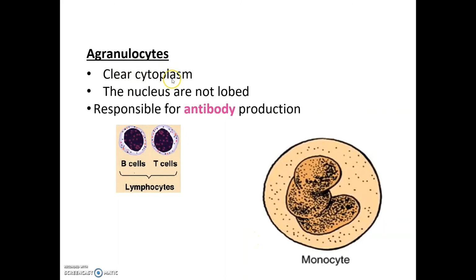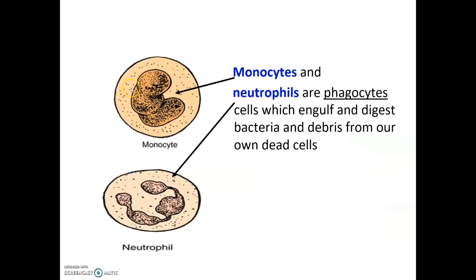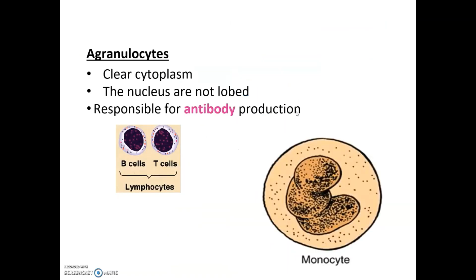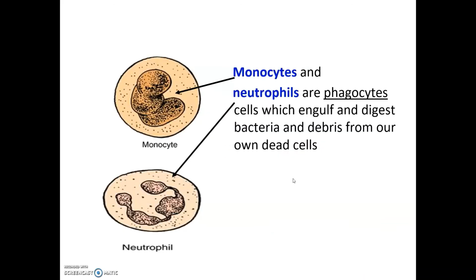Agranulocyte, the cytoplasm is clear without granules and the nucleus is not lobed. It's responsible for producing antibodies. We have two types of agranulocyte, monocyte and lymphocyte. Monocyte, same like the neutrophil, phagocytoses cells, engulfing and digesting bacteria and debris from our own dead cells.